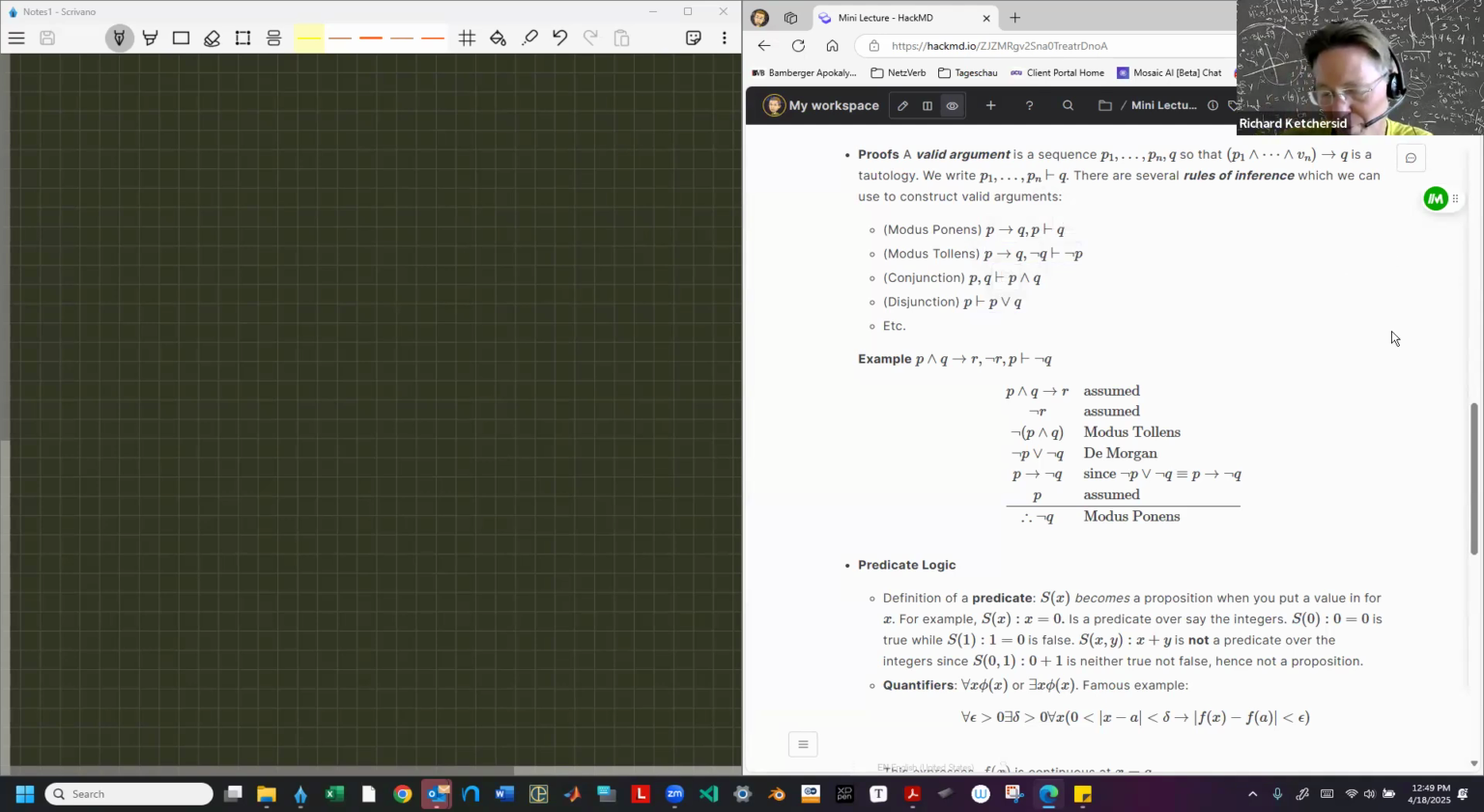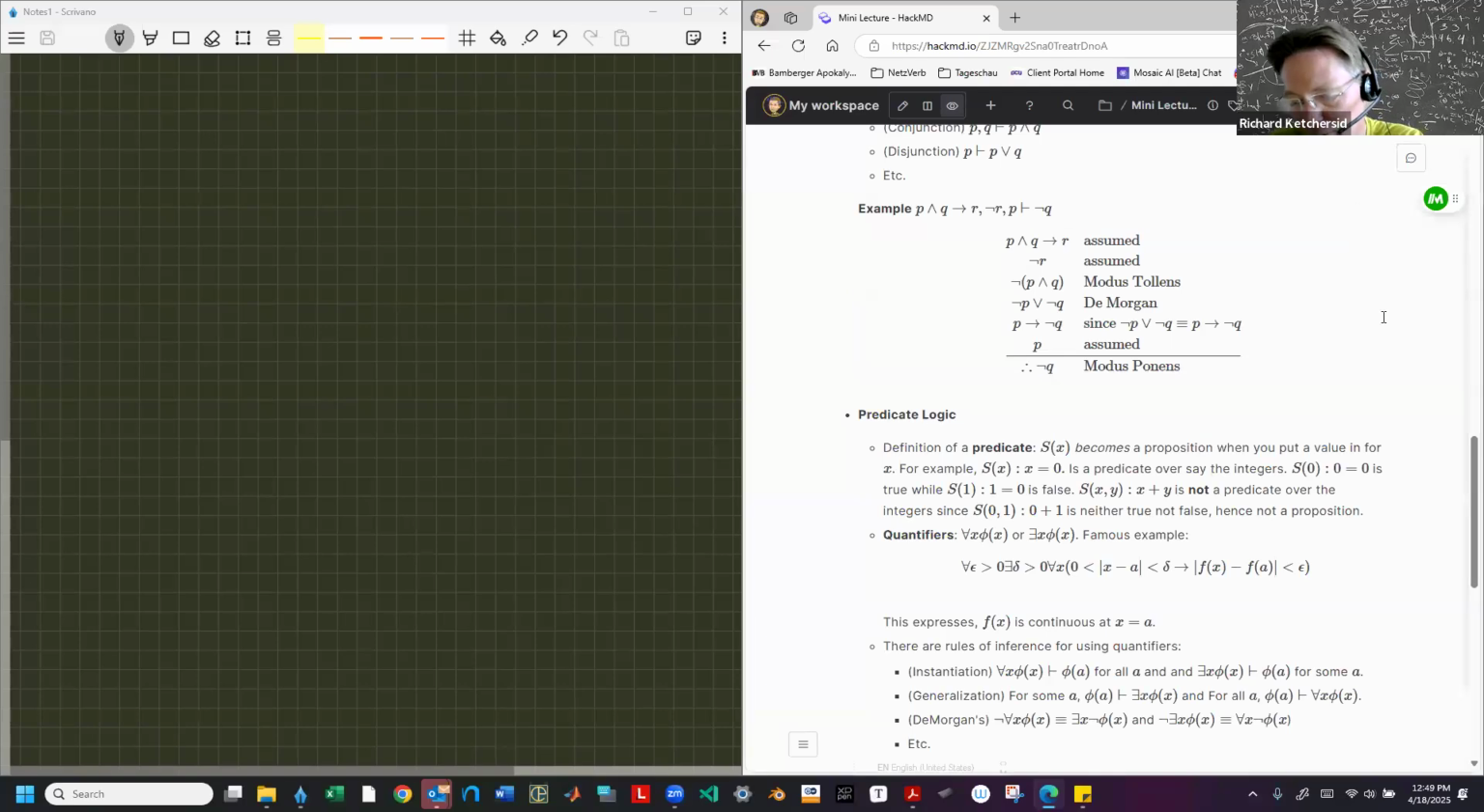So here's a little simple example. I want to show that I can prove not Q from P and Q implies R, and not R, and P. Remember these three things are the assumptions. So I get to just write down that this is assumed, it's one of my hypotheses. Not R is assumed, it's one of my hypotheses right there. And then I get to use modus tollens, because I have not R and I have P and Q implies R. So I get to say not P and Q, the negation of the hypothesis of this implication.